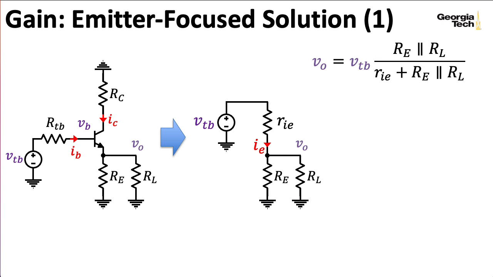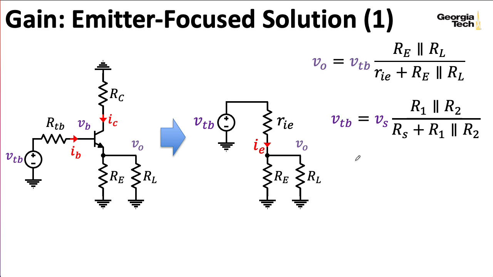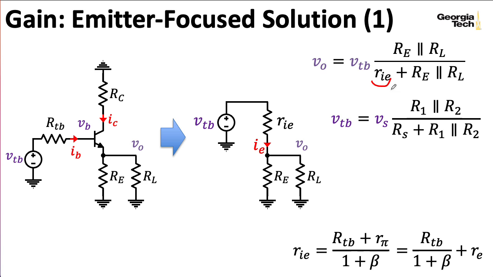Now, what's VTB? Well, that we've seen several times. That's just this voltage divider associated with our source voltage. Now, before we go further, let's remind ourselves of what RIE is. We saw in previous lectures we could write that two different ways. One of them involves R pi and one involves RE, and you can pick whichever one is most convenient. A little bit later, we'll see that this version that has RE has a nice interpretation.